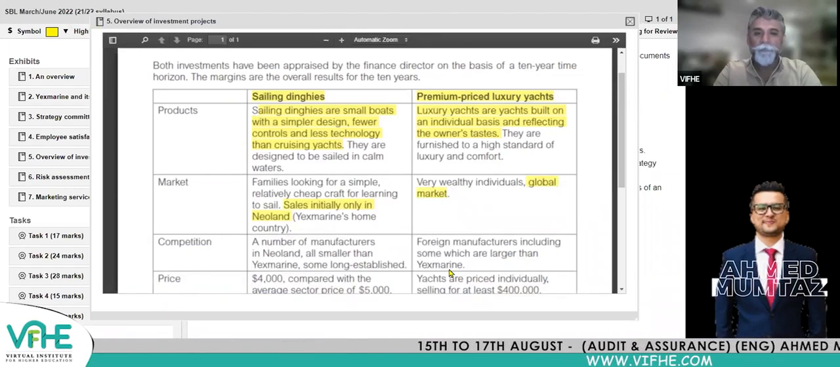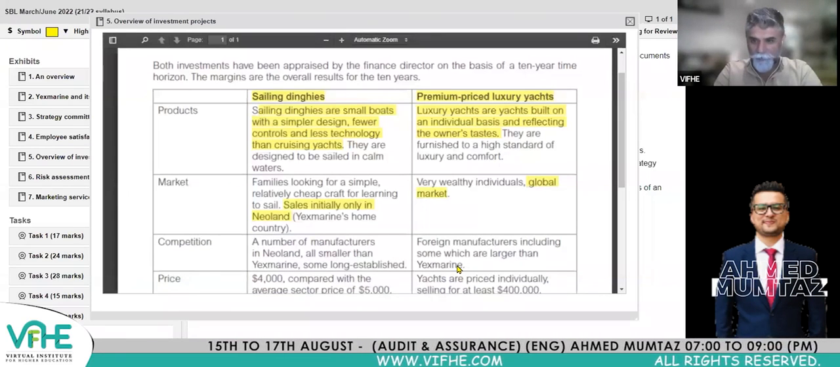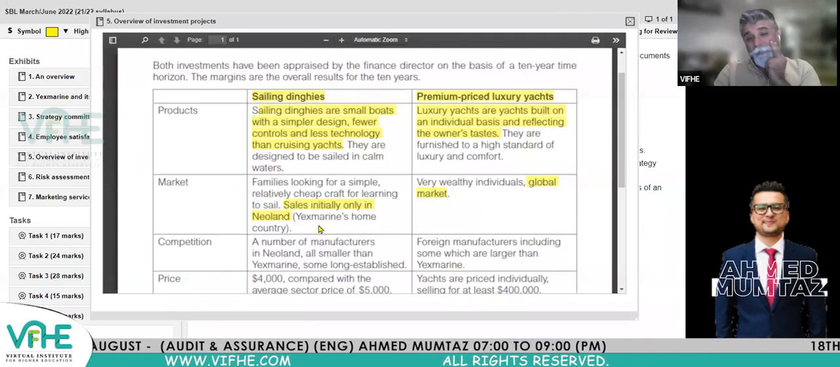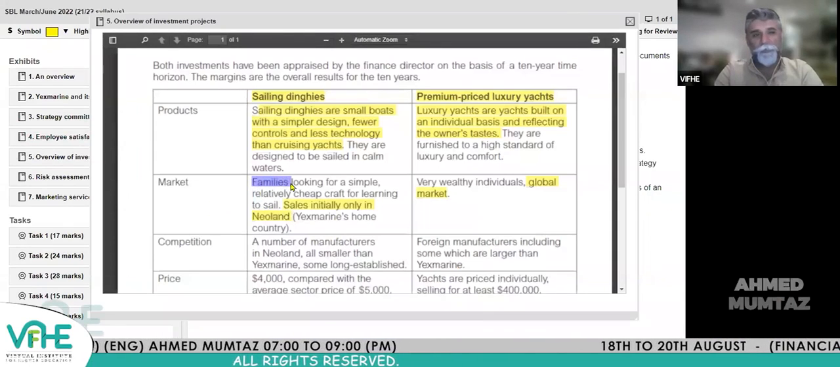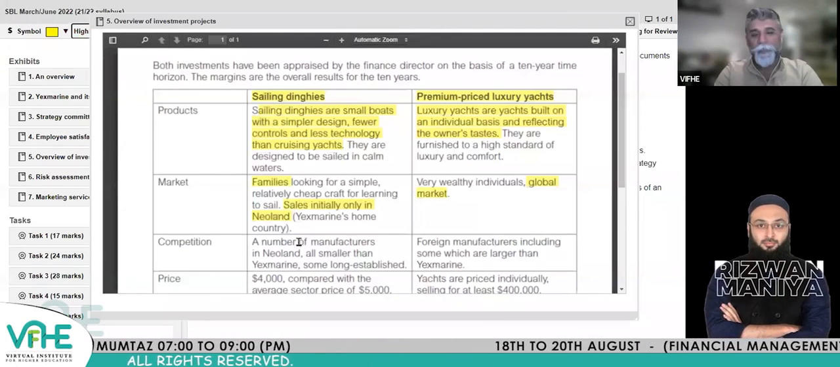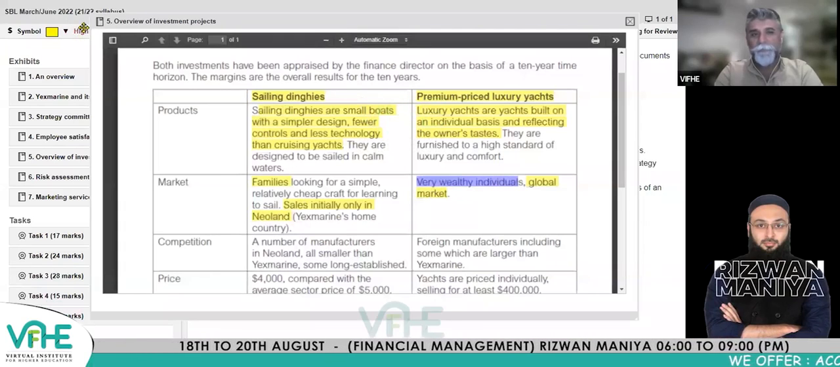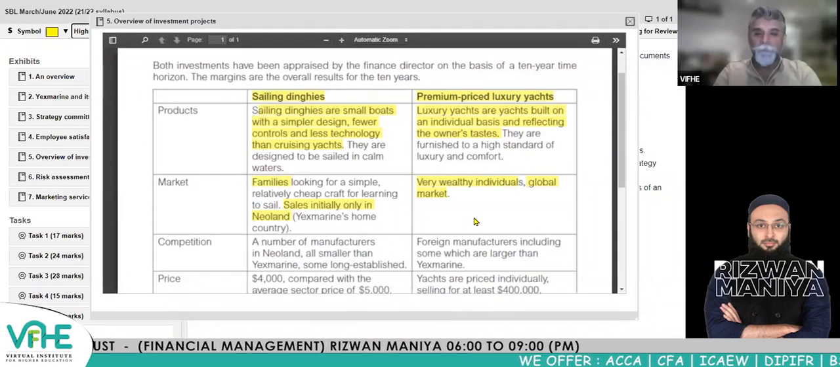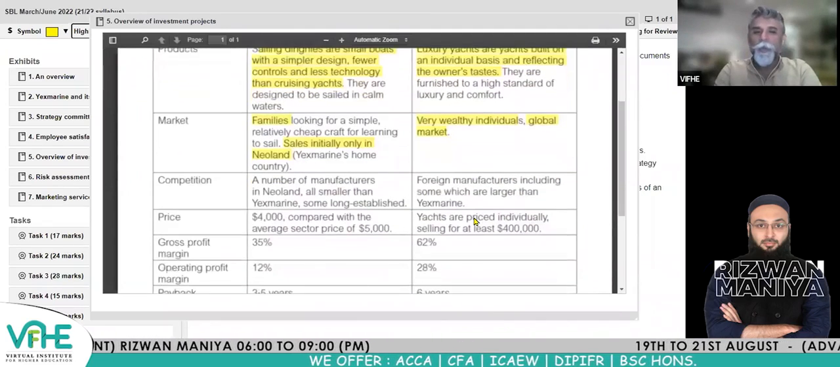Interesting. Yes, Aram, good point, but don't share your points at the moment. So it is a very different market. This product is being sold to families, and the market is only in the home country, New Land. And this one is for wealthy customers, wealthy people, and it has a global market. So we will sell it around the world. Interesting. Very different dynamics. Competition.